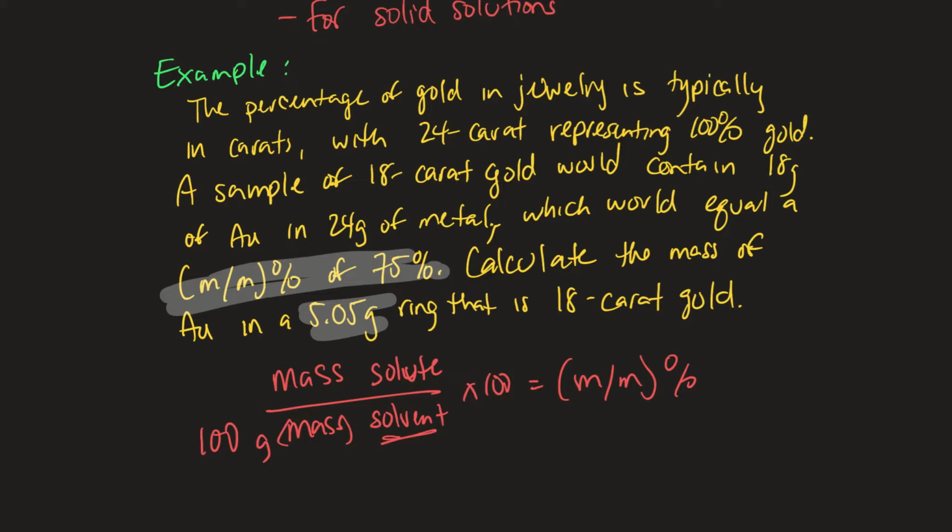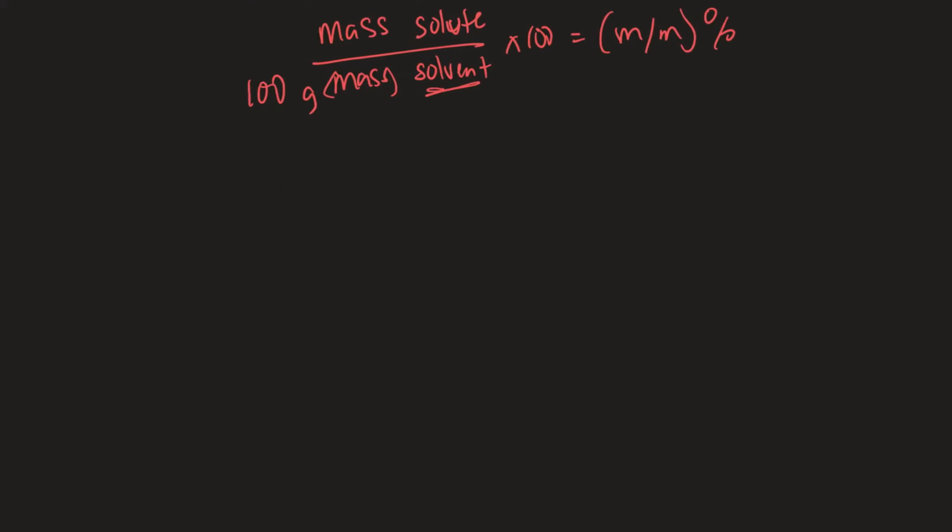When you think about what this problem is telling us, we know the percent is 75%, and we start off with a 5.05 gram 18 karat ring. So we know this has to be our total solution. Remember, the solution consists of both the solute and the solvent. Together, this gold ring solution has a mass of 5.05 grams.